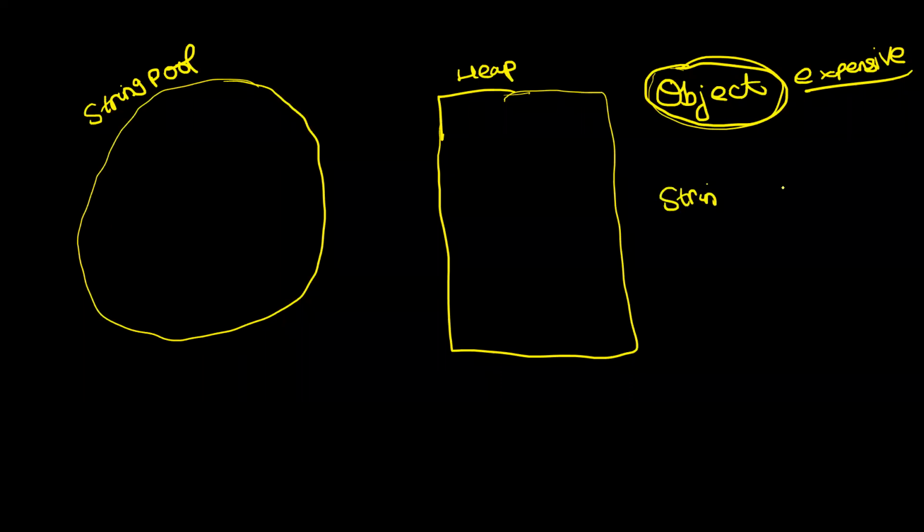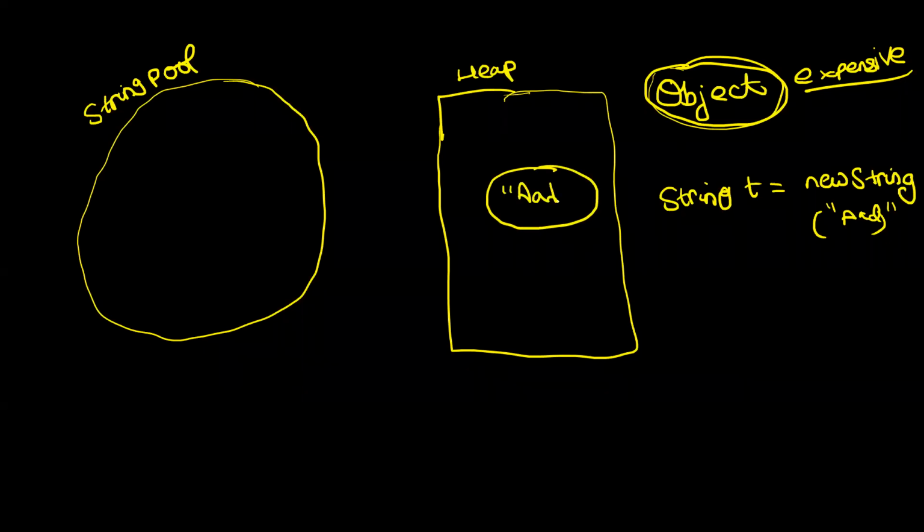So suppose you make a string like this. The boss string T is equals to new string. So whenever you are making the string via the new keyword, okay, whenever you are making a string via the new keyword, you are telling that boss, please create a new string object for me. So I am telling, please create a new string object for me. And the contents of that object will be AAD. And where will this string object be created? This string object will be created inside my heap memory.